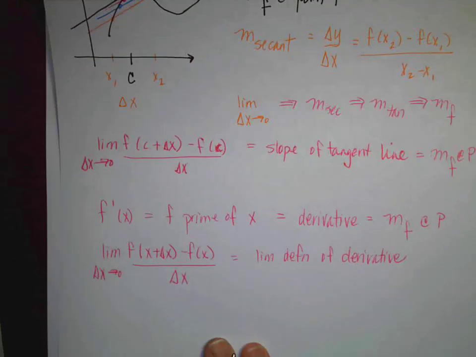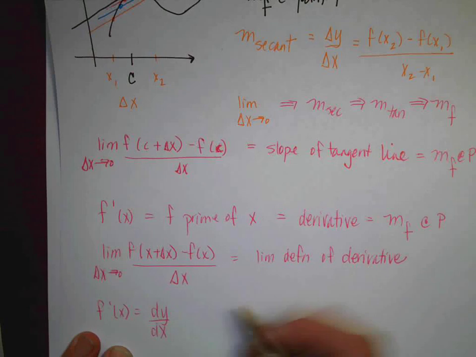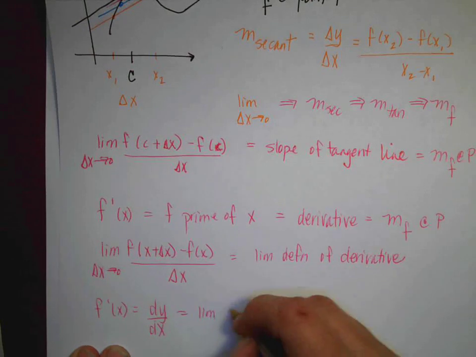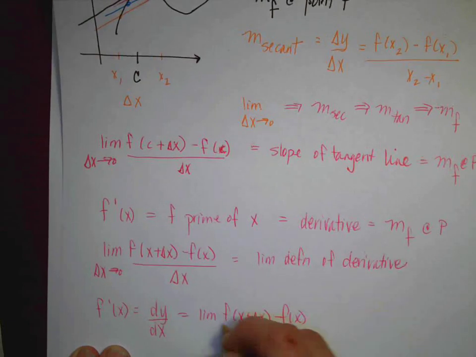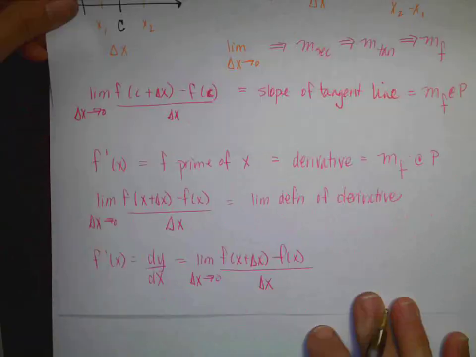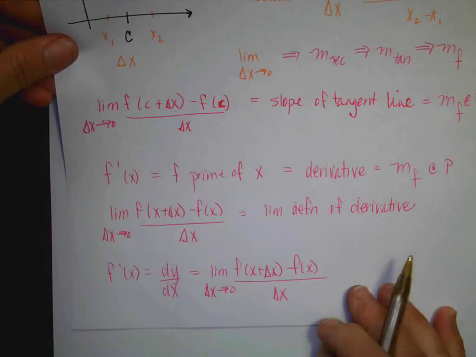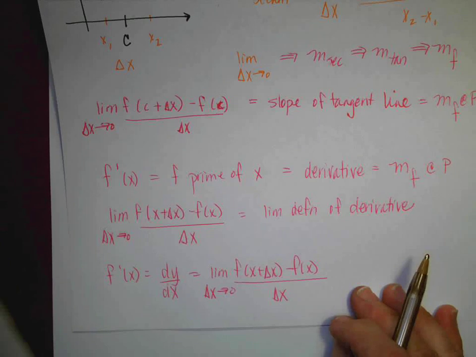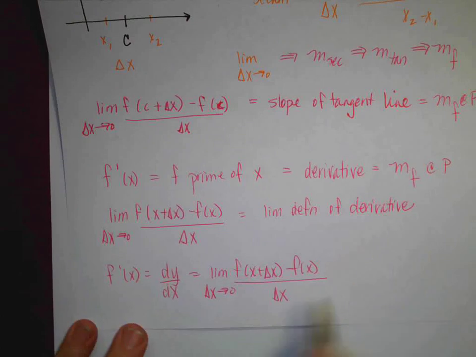And I can also say f prime of x is a derivative, which is the derivative of y with respect to x, which is the limit of f of x plus delta x minus f of x all over delta x as delta x goes to 0. All three of these things say exactly the same thing. We just use different notation. It is very important that you become comfortable with the notation, and then we start using it appropriately.